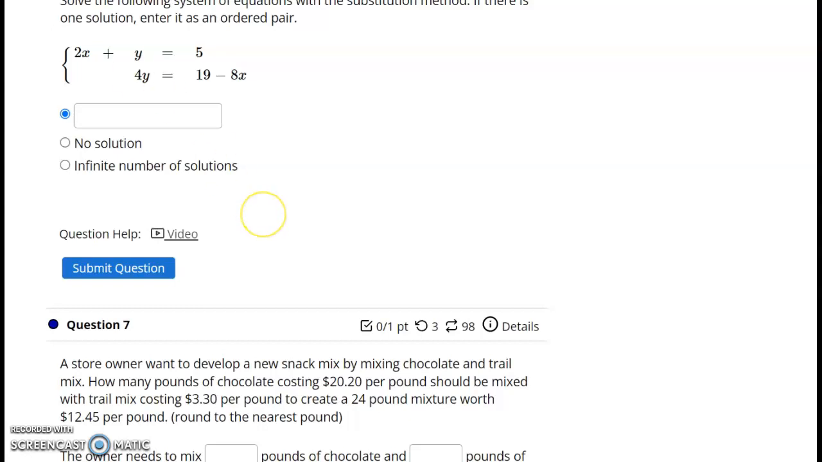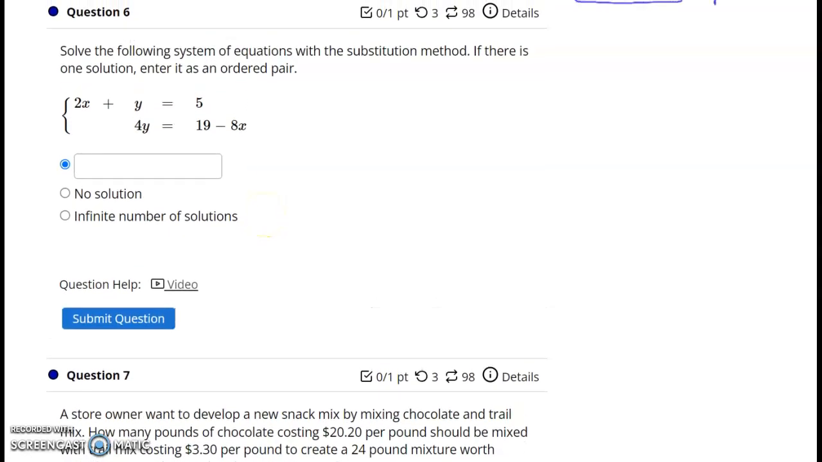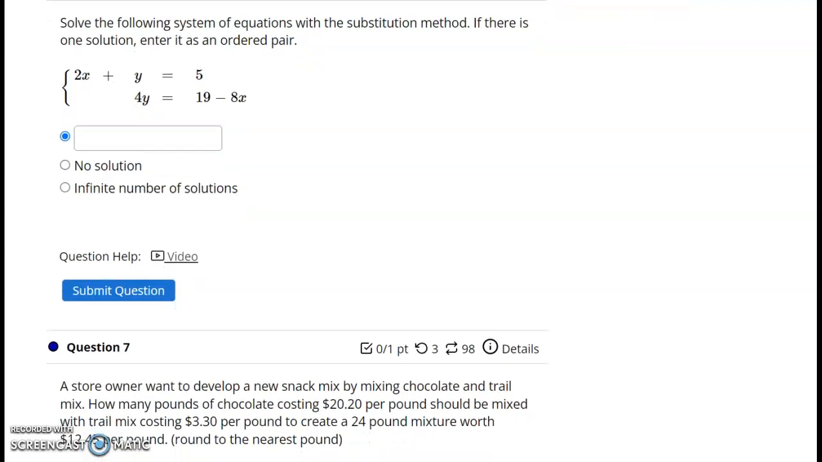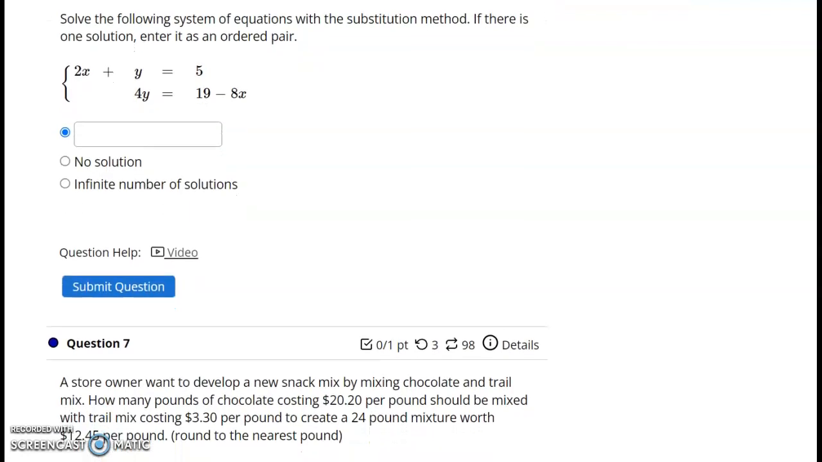This is Math 990, Module 4 Review Video number 2. So we are going to next look at solving a system of equations using the substitution method.